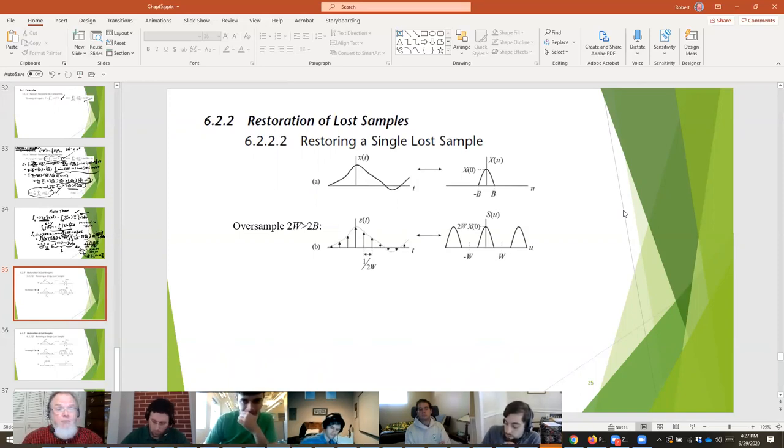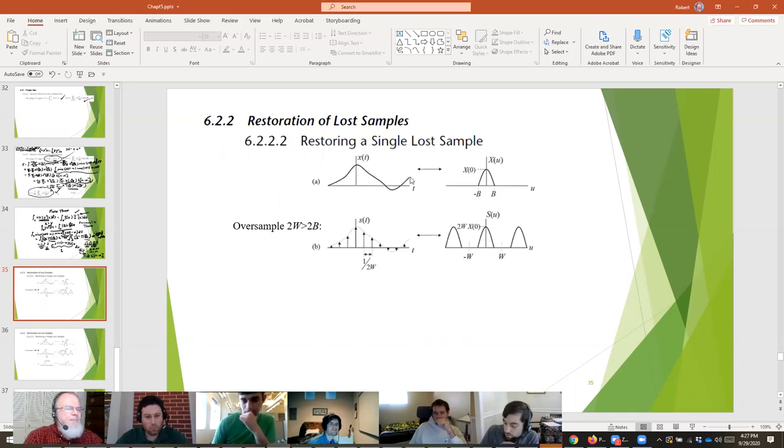For example, consider sampling at twice the Nyquist rate. If you sample at twice the Nyquist rate, you can throw away every other sample and you can regain it, right? Because you still have enough samples to interpolate, and you can interpolate all the lost ones. Well, it turns out you can also restore those lost samples if you sample a little bit in excess of the Nyquist rate. And here's how.